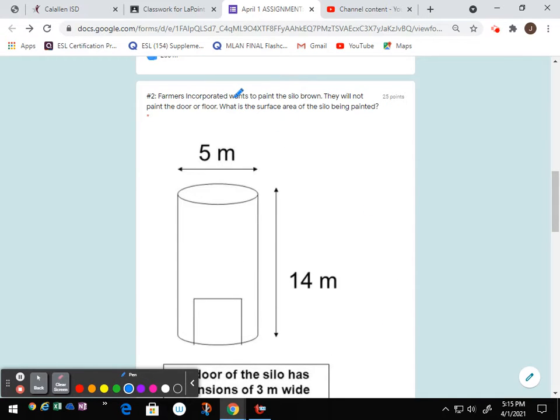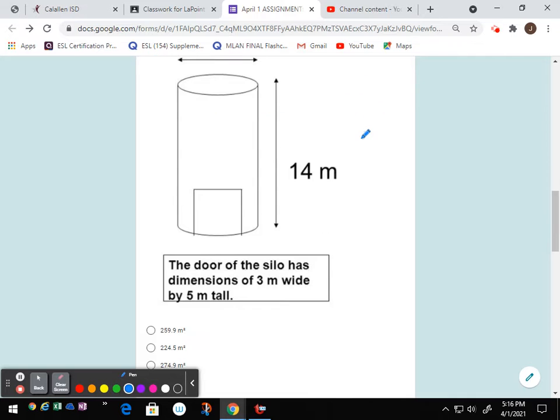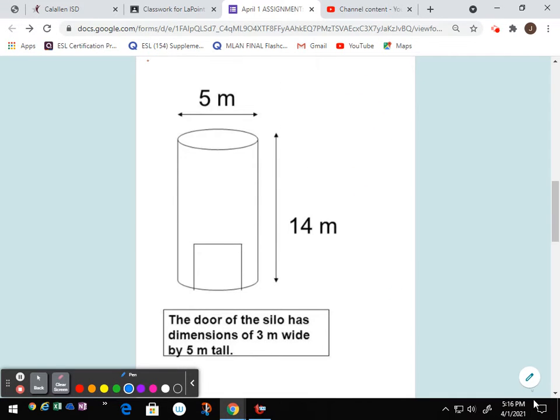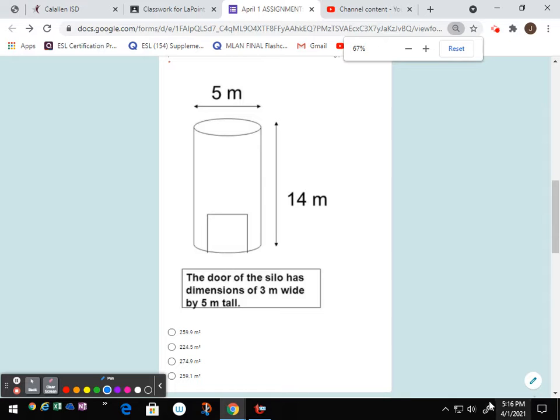The second question. Farmers Incorporated wants to paint the silo brown. They will not paint the door or the floor. What is the surface area of the silo being painted? Okay, so we have this silo. We're not painting the floor or the door. So this base down here, we're not painting it.